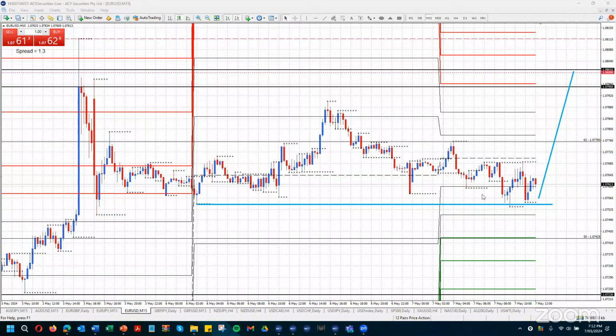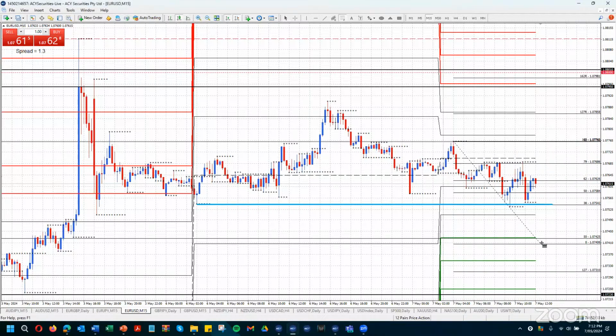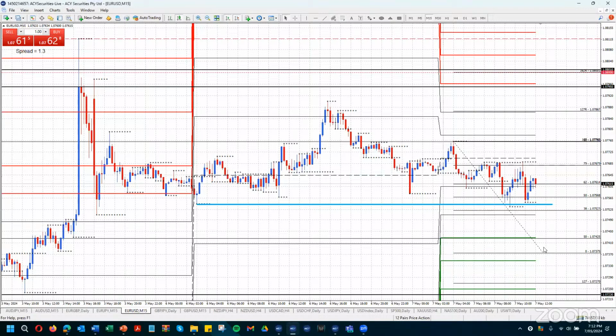So I'm actually waiting to see if this area of support breaks so that I can draw my fib down and look then for some form of rally that I can sell at a 62.79% area. I don't have that at the moment, so I'm just on the sidelines.